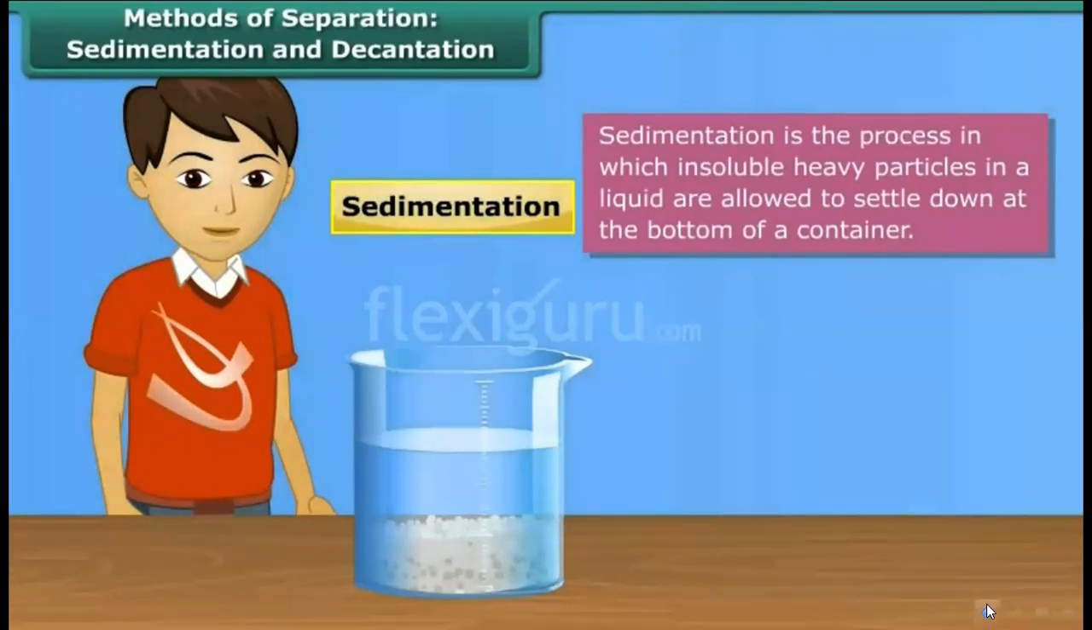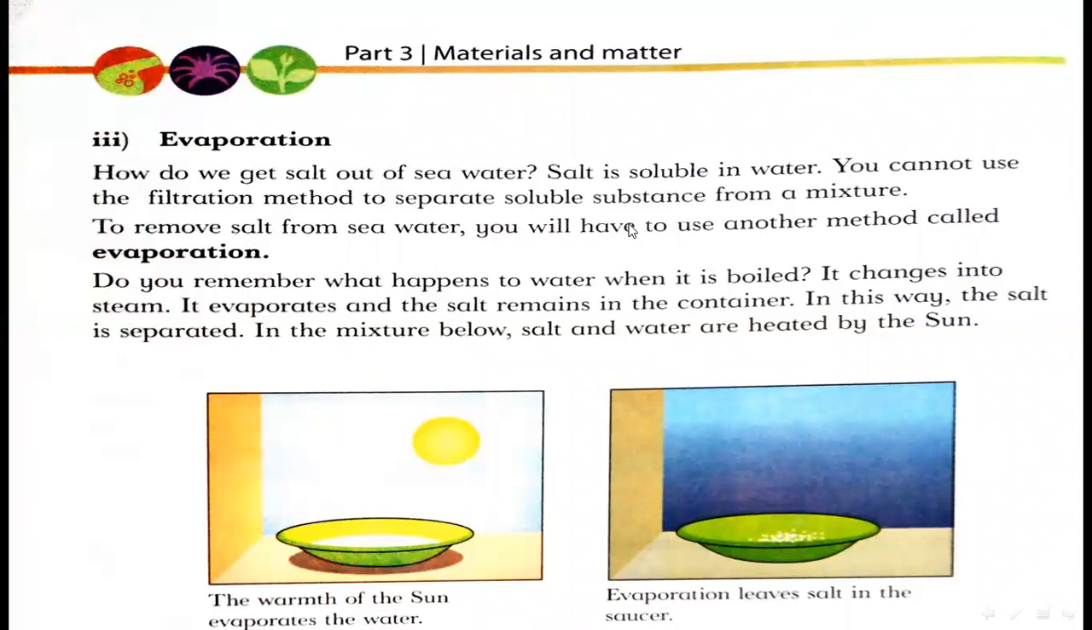The third method or third way of separation is evaporation. How do we get salt out of seawater? Salt is soluble in water. You cannot use the filtration method to separate soluble substances from a mixture. The filtration method we use to separate insoluble substances from a mixture. So when we want to remove salt from seawater, we have to use another method called evaporation.